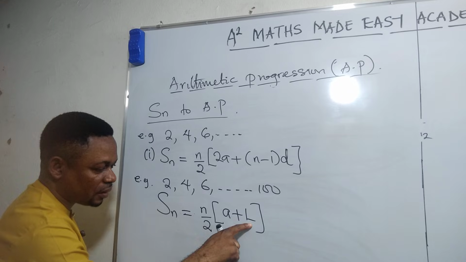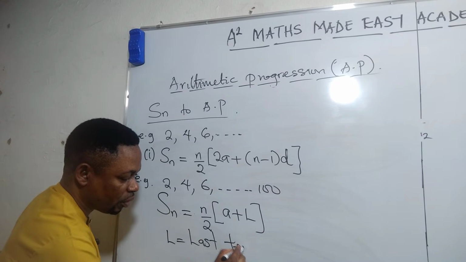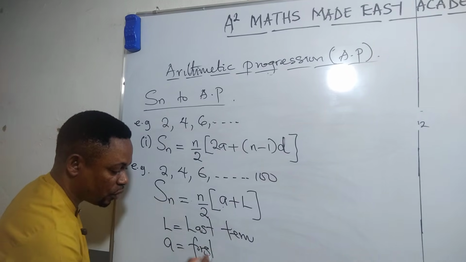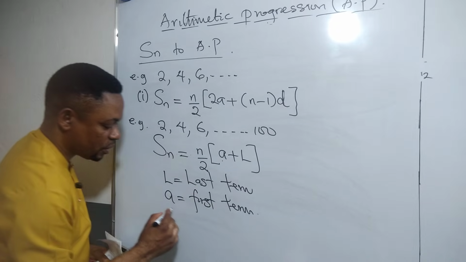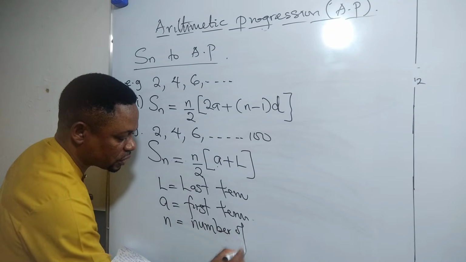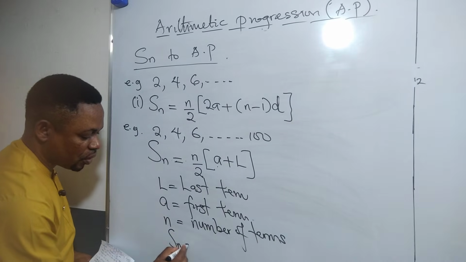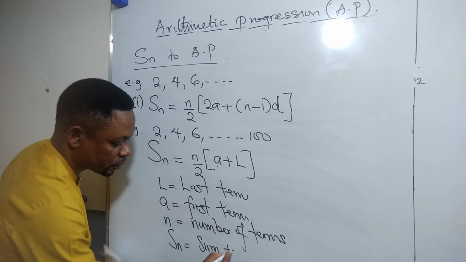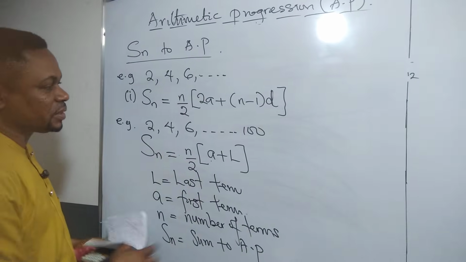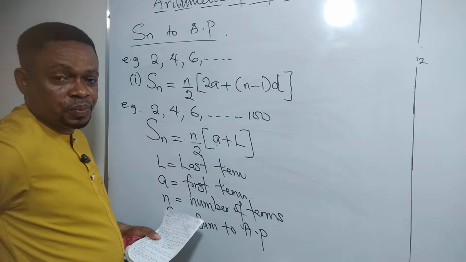Now look up, this L means the last term, the last term of an AP, while a, as I told you before, is called the first term of an AP, while n is called the number of terms in an AP. Are you with me now? While S n is called the sum of an arithmetic progression. Now these are the basic things that I want us to understand under arithmetic progression.